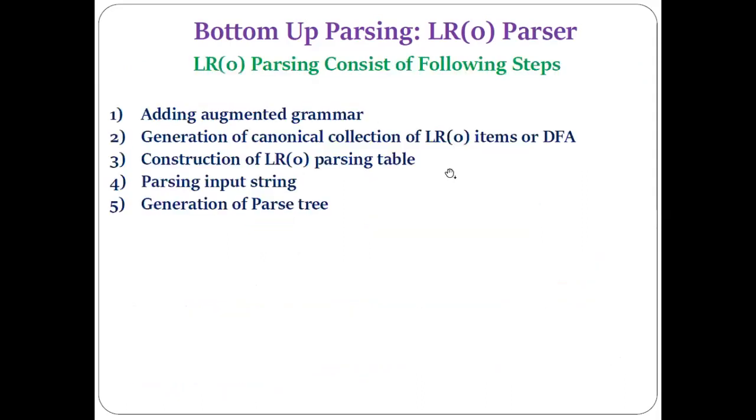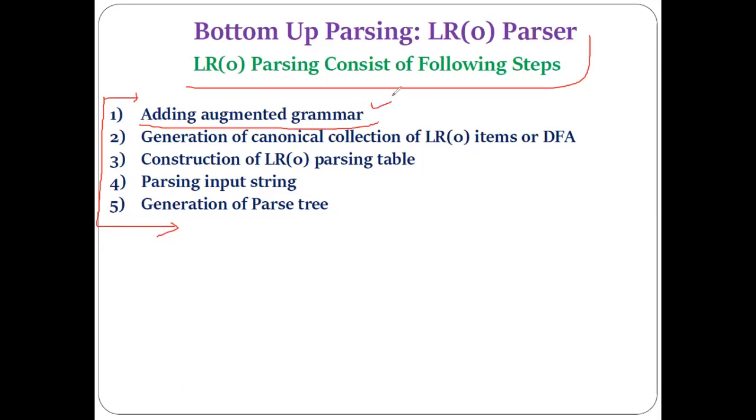Okay. Now, as in predictive parsing, where we have seen how to parse a particular string and follow certain steps, in LR0 parsing also we have to follow certain steps or stages. So when you want to parse some string using LR0 parsing, the first step is that you have to generate the augmented grammar. Whatever the original grammar is, it has to be converted into the augmented grammar. That is the first thing.